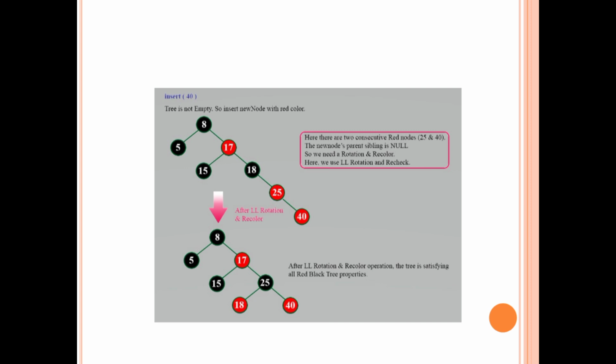14's parent is red, and we go to the sibling. Here the sibling is null. Then we have to do the recoloring and rotation. First we have to do the rotations. Here 14 comes to the parent.